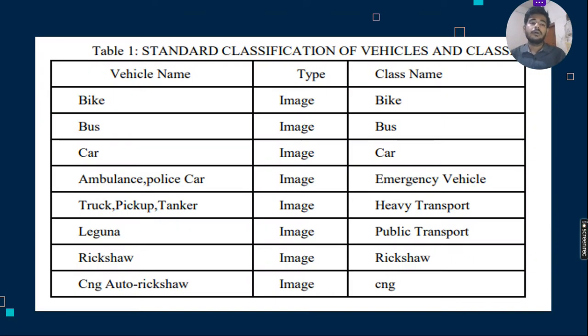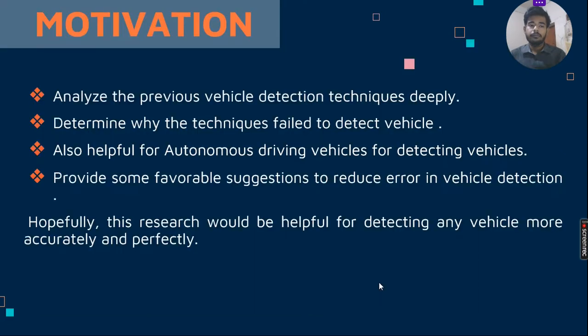This is the table of standard classification of vehicles and classes: bike is in the bike class, bus is in the bus class, car is in the car class, ambulance and police car are in emergency vehicle, truck, pickup and tanker are in heavy transport, laguna is in public transport, rickshaw is in the rickshaw class, CNG auto rickshaw is in the CNG class.